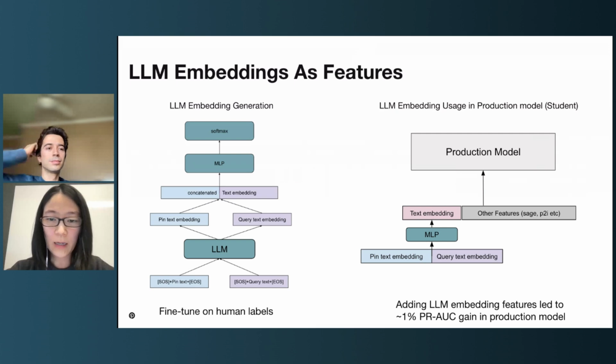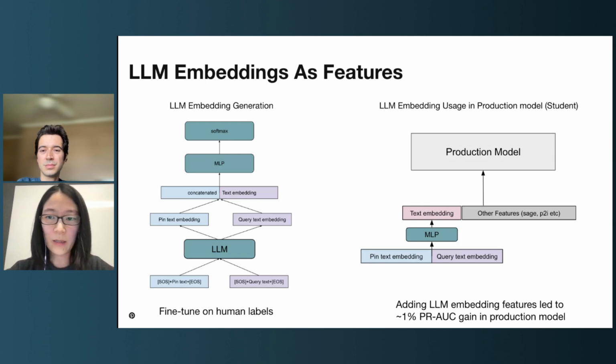First, let's look at the generation process of the feature. We start with a Pinterest version of the LLM that is pre-trained generatively on all sorts of Pinterest text. And then we fine-tune it using relevance-specific human labels. After the fine-tuning, we use the fine-tuned LLM to generate text embeddings for pins and queries.